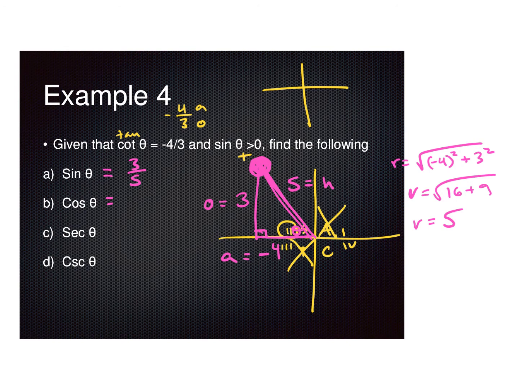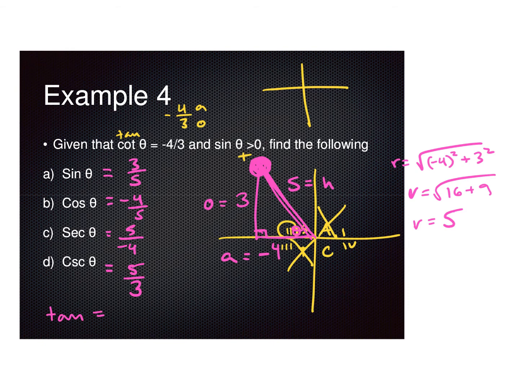Cosine would be what? Negative 4 over 5. Secant is 5 over negative 4. Awesome, 5 over negative 4. And cosecant? 5 over 3. Perfect.